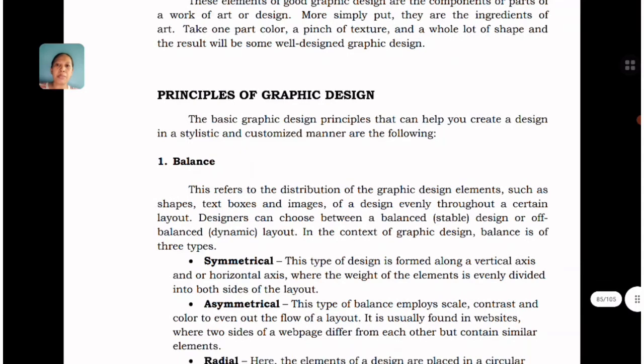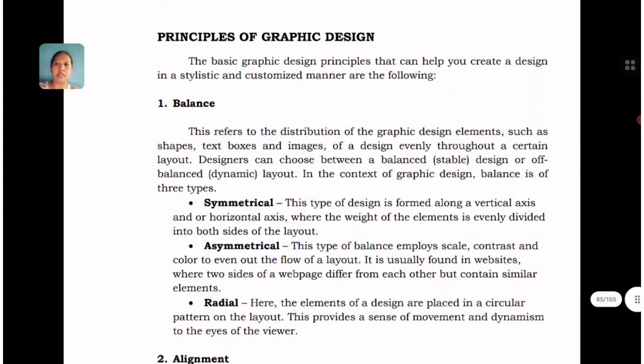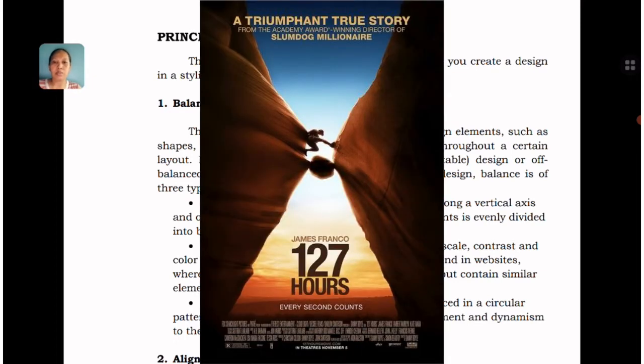So what are the principles naman of graphic design? We have first, balance. This refers to the distribution of the graphic design elements such as shapes, text boxes, and images. So based dito sa ating picture, makikita nyo dyan yung kung paano na i-apply yung balance.